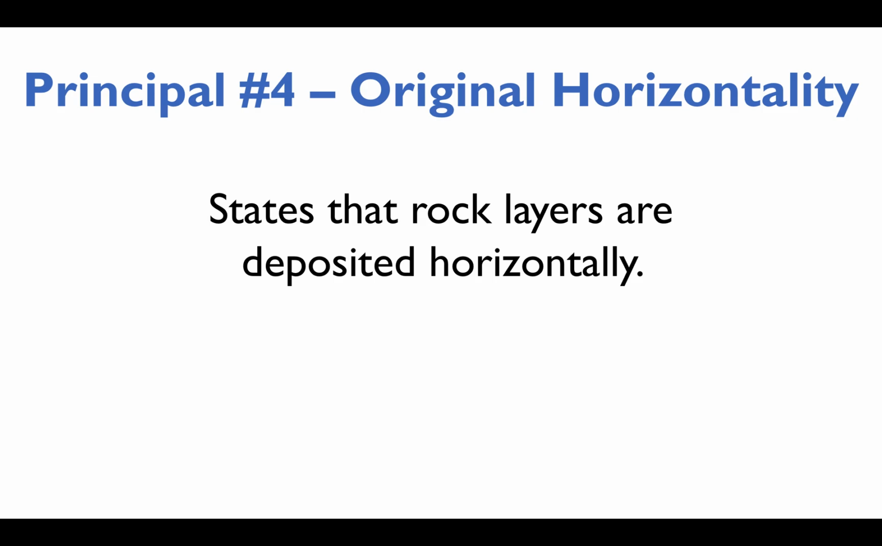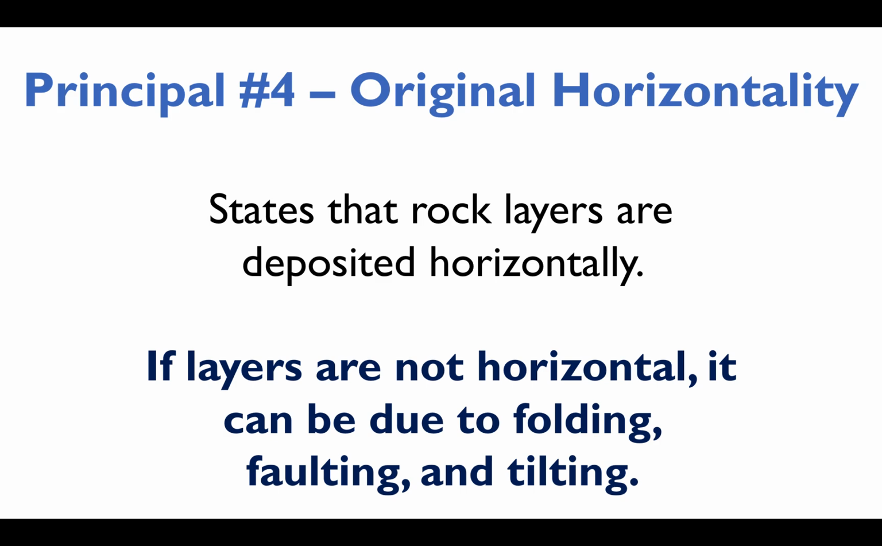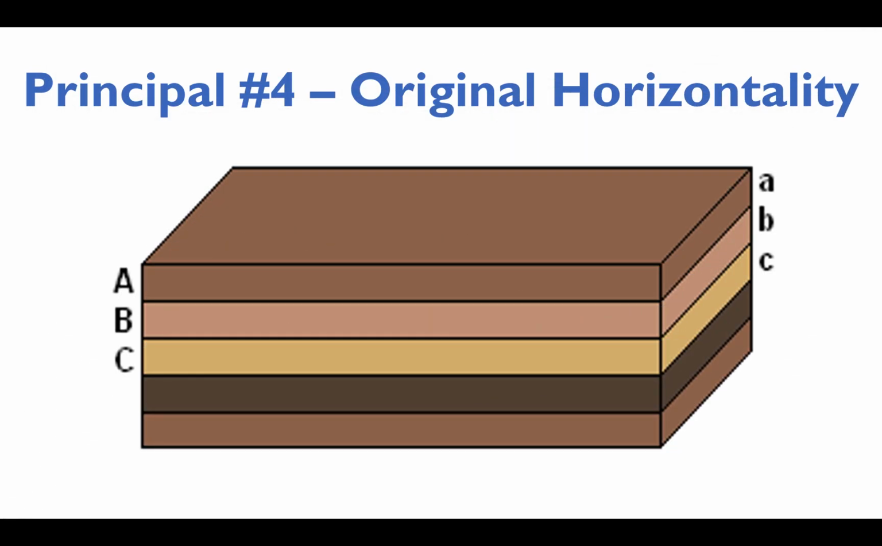Our last principle for today is going to be one of our most important, which is going to bring us some really important examples, which is called original horizontality. The basic idea is that rock layers are deposited horizontally. If rock layers are not perfectly horizontal, it can be due to other processes such as folding, faulting, and tilting. So taking a look at this diagram, we have different rock layers, and all of them are perfectly horizontal. That's how they are formed originally when they are undisturbed, completely horizontal.